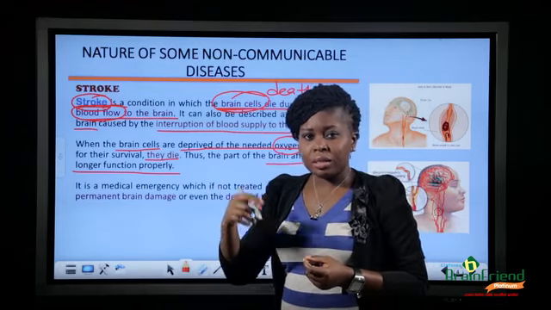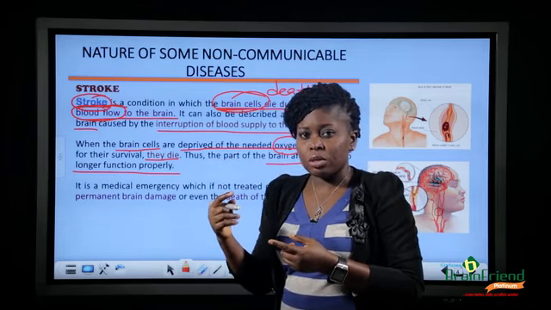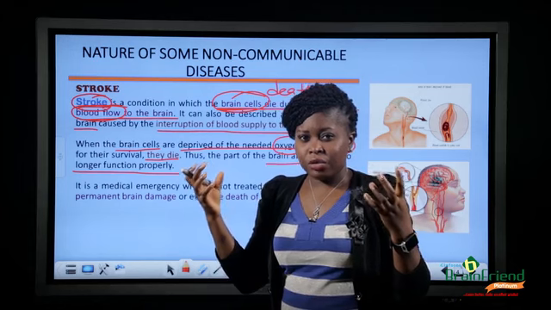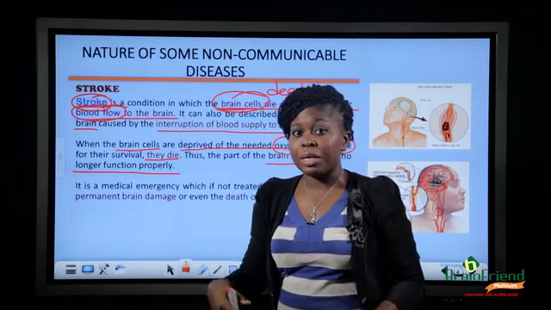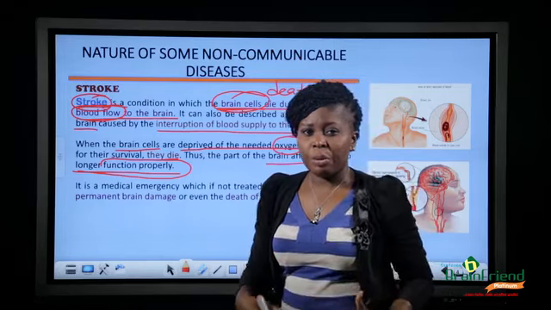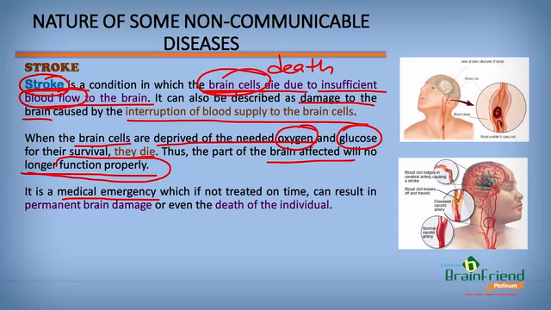So that part of the brain that has been affected, that lacks sufficient oxygen and glucose, would die. Our brain has different functions. It has different connections to other parts of our body. The parts of the brain cells that are no longer functioning properly would also affect those parts of our bodies connected to that brain cell. Now, stroke is a medical emergency which, if not treated on time, can result in permanent brain damage or even the death of the individual.